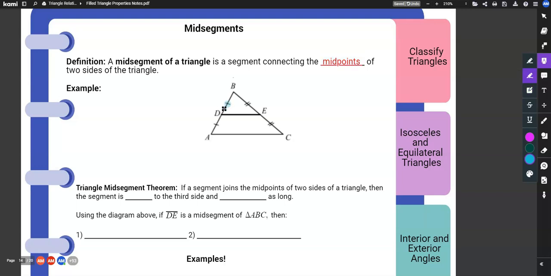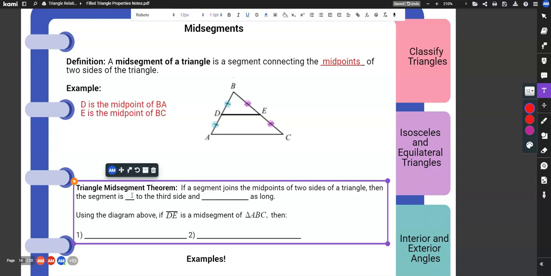So for example, if we look here at our image, we can see that D is the midpoint here of segment BA because we have the congruent tick marks, and E is the midpoint of segment BC because again with the congruence tick marks. For the mid-segment theorem, it says that if a segment joins the midpoints of two sides of a triangle, then the segment is parallel to the third side and half as long.